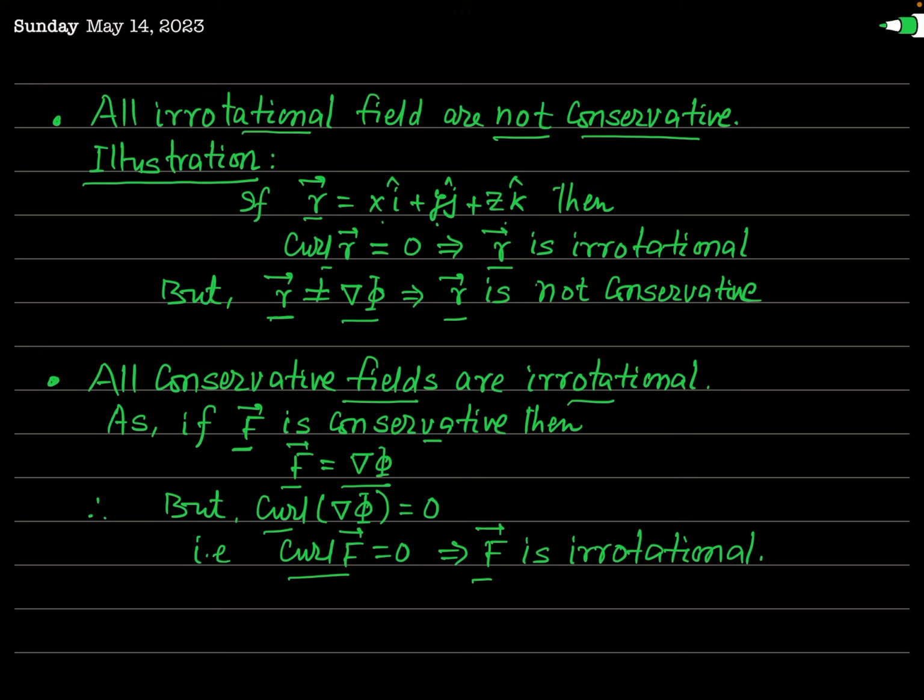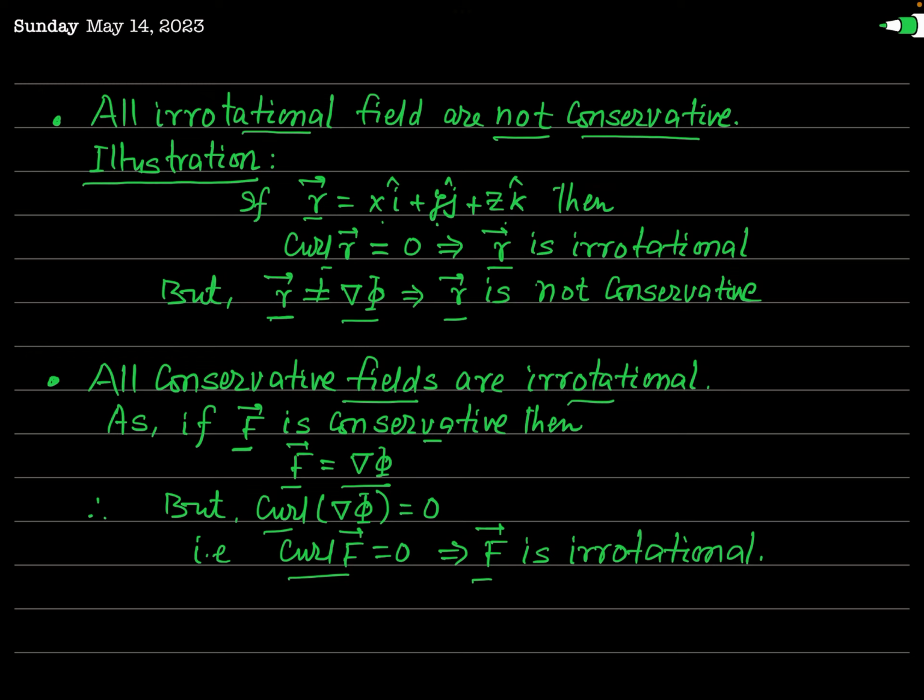So now it is very clear to you that all irrotational vectors cannot be conservative. Some of them are conservative and some of them are not conservative. But all conservative vector fields are necessarily irrotational.